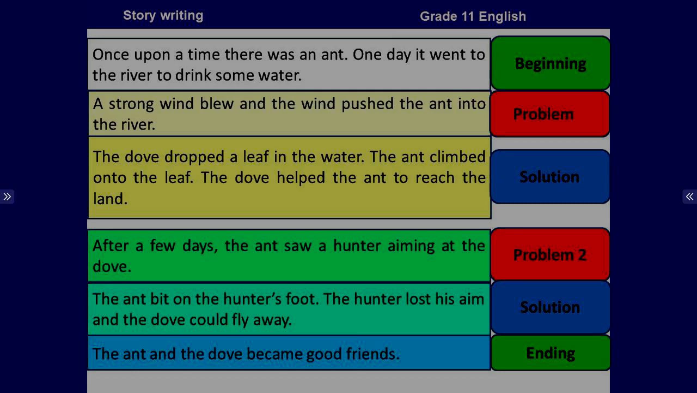So we have another problem. After few days, the ant saw a hunter aiming at the dove. So this is the second problem. And the solution is the ant bit on the hunter's foot. The hunter lost his aim and the dove could fly away. So what is the ending of the story? The ant and the dove became very good friends.